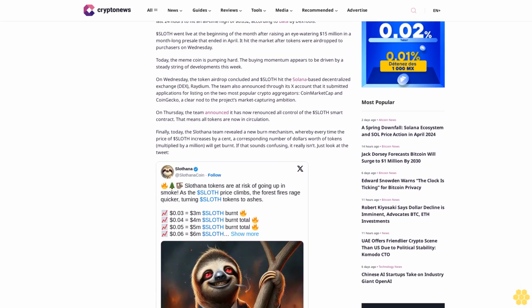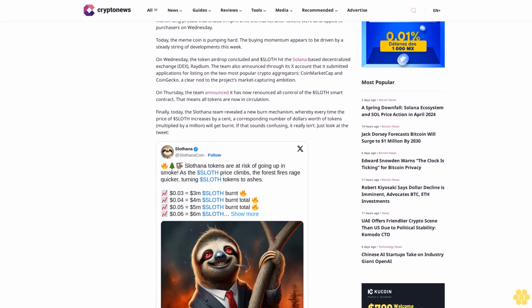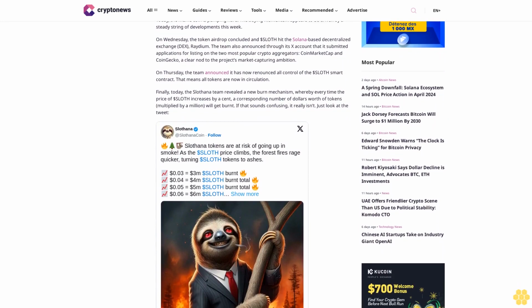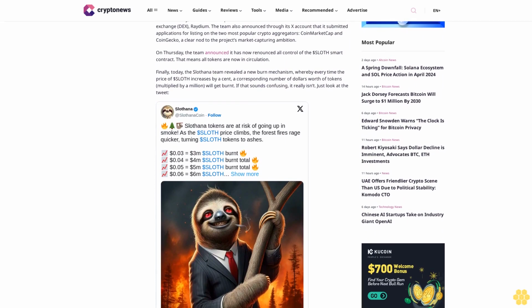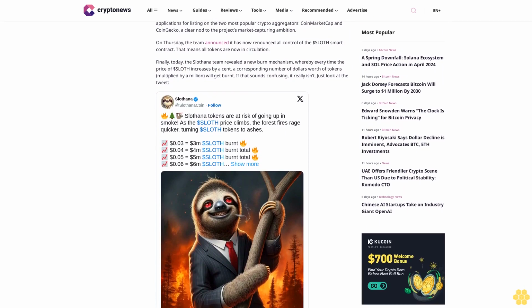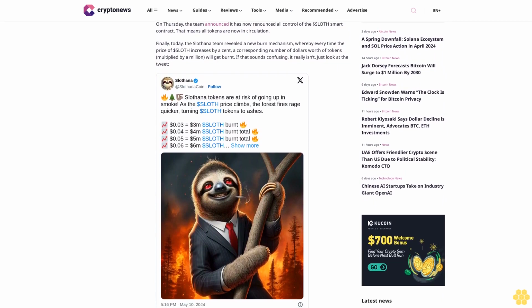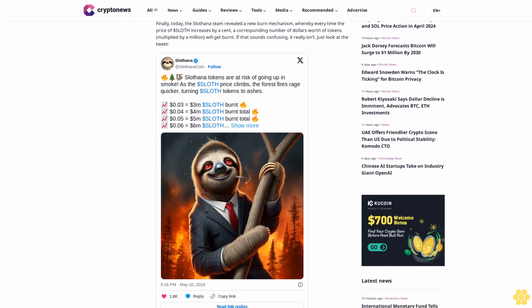On Wednesday, the token airdrop concluded and $SLOTH hit the Solana-based decentralized exchange, Raydium. The team also announced through its X account that it submitted applications for listing on the two most popular crypto aggregators, CoinMarketCap and CoinGecko, a clear nod to the project's market-capturing ambition. On Thursday, the team announced it has now renounced all control of the $SLOTH smart contract. That means all tokens are now in circulation.